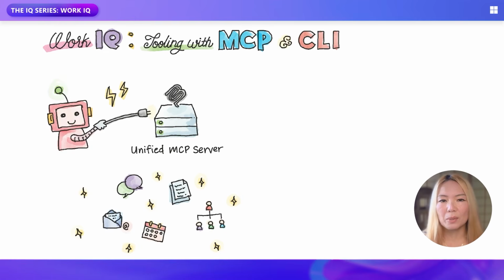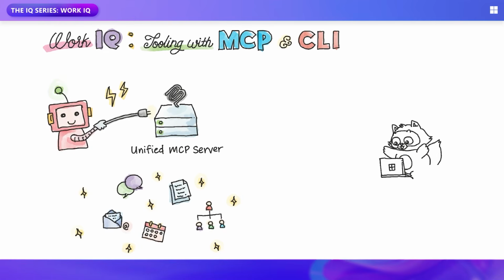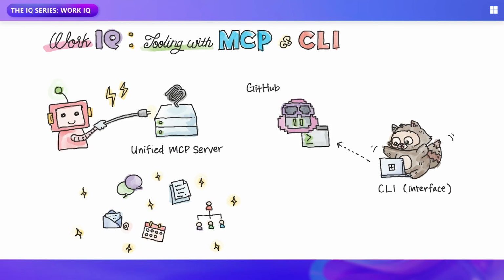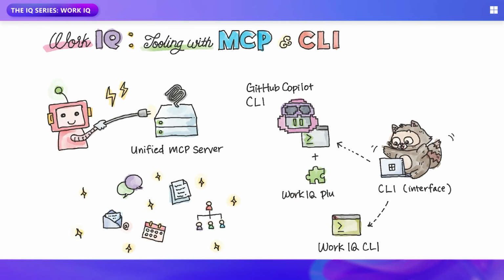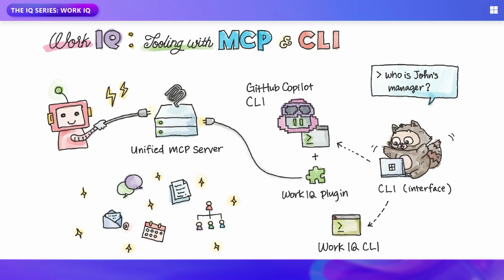You can try this out with command line tools to interact with Work IQ directly from your terminal. You have GitHub Copilot CLI, which is a conversational AI assistant. Also, you have the Work IQ CLI tool. Or you can just use GitHub Copilot CLI with Work IQ as a plugin to bring the enterprise context. If you ask, who does John report to? Copilot can call Work IQ, pull that org context, and return the real answer. Work IQ MCP gives an agent a standard way to connect, pull context, and take action.